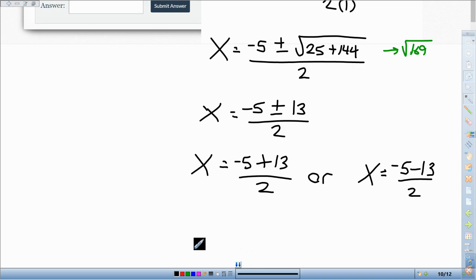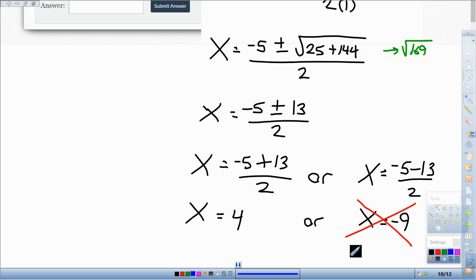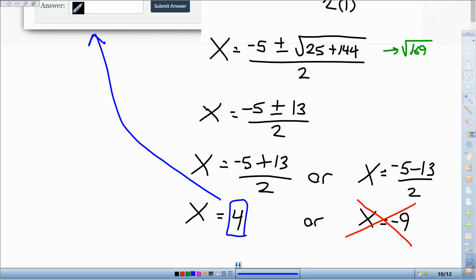All right, let's do the math and see what happens. 13 minus 5 is 8. 8 divided by 2, we get 4. And over here, we get negative 18 divided by 2, which is negative 9. Here's the big thing. Because we're dealing with lengths of segments, it doesn't make sense to use the negative value. So we are not including this as one of our answers. The answer that we're going to write into Delta Math is 4.